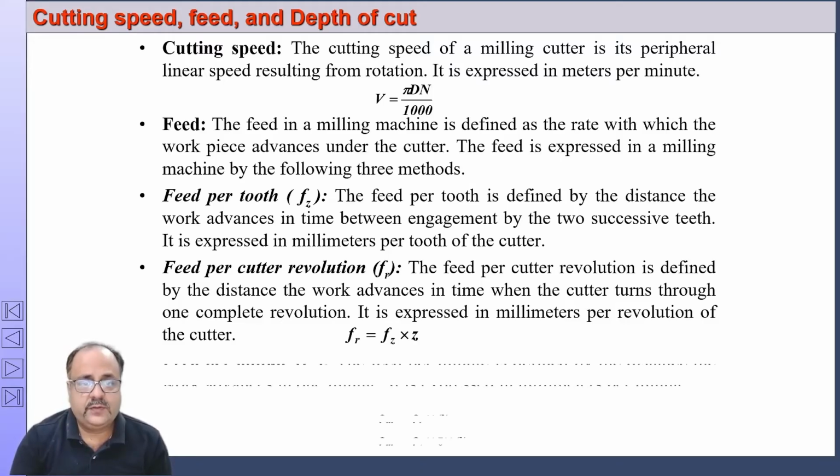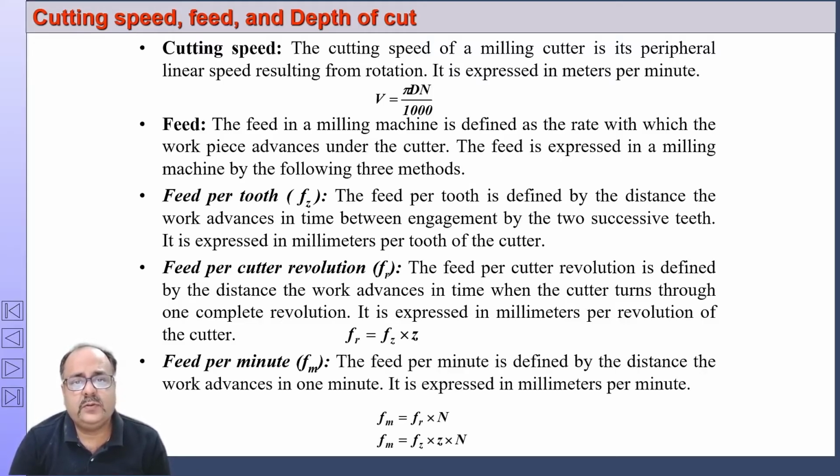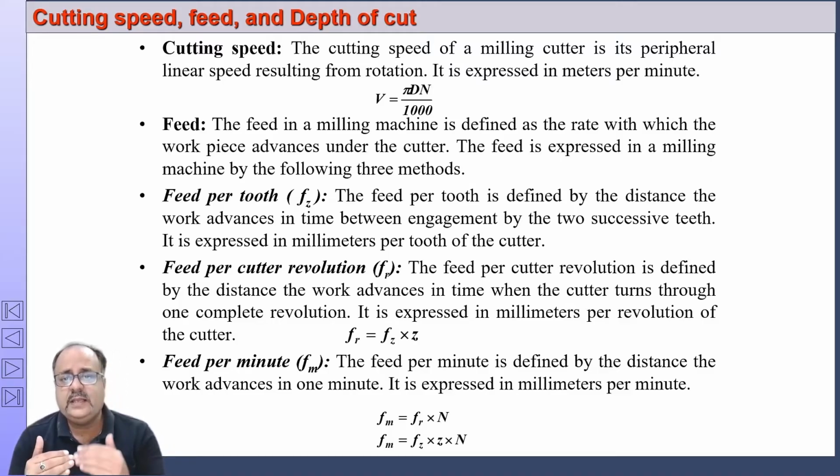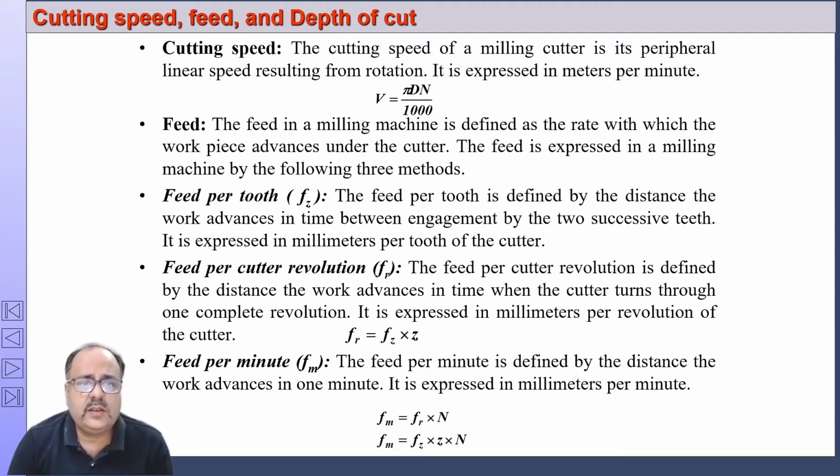And feed is of three types here. Feed per tooth: feed is basically defined as the distance advanced per engagement of the tooth. So it is the distance advanced by the workpiece by the time the next tooth is engaged. That is called the feed per tooth. If you want to find the feed per revolution, you multiply fz into z, where z is the number of teeth of the cutter around the periphery. So fr is equal to fz into z.